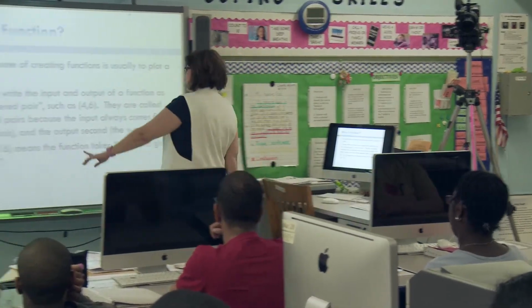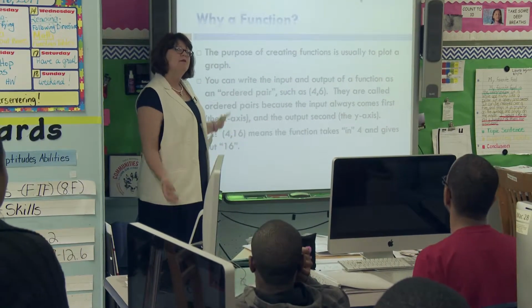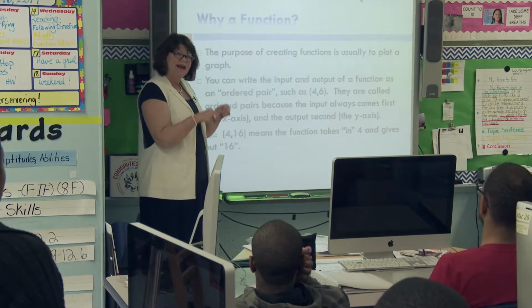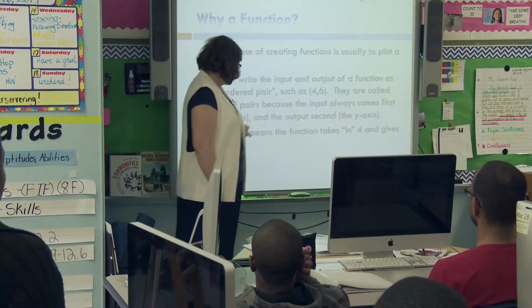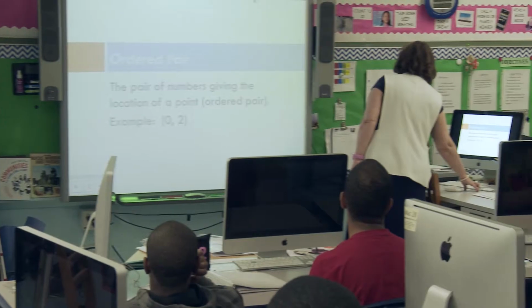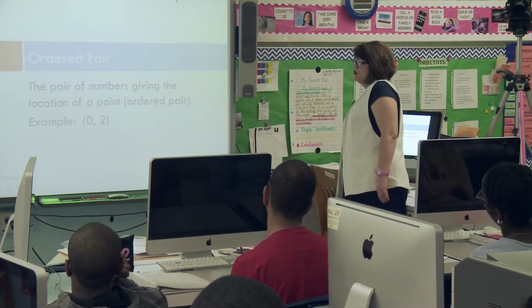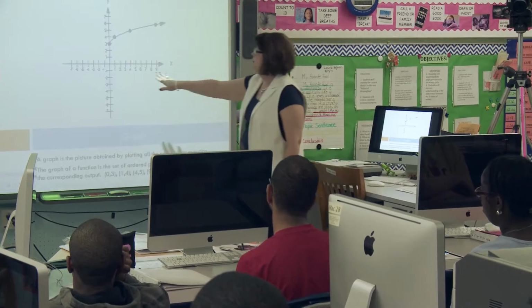So look at this example. Here's my ordered pair, 4, 16. All that means is my input is 4 and I outputted 16. All right, so the pair of numbers giving the location of a point is an ordered pair. And then here's an example of our graph.